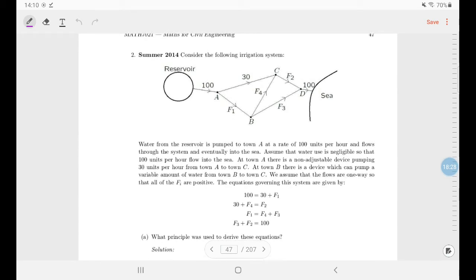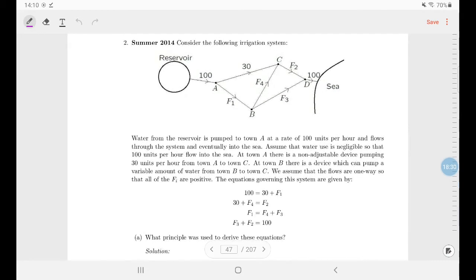At town A, there is a non-adjustable device pumping 30 units from A to C. At town B, there's a device which can pump a variable amount of water from B to C in case C needs more water. Assume that the flows are one way, so that all the F's are positive, and the equations governing the system are like this.